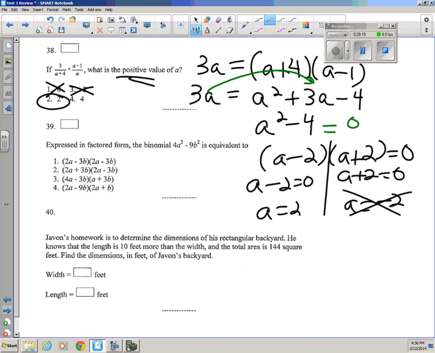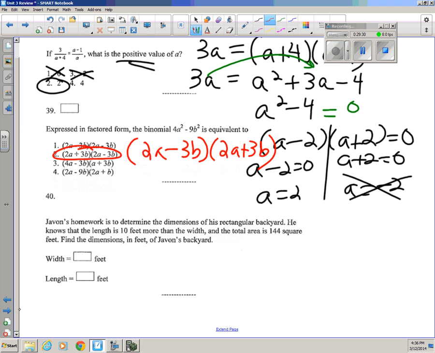Factored form. This is difference of squares: 2a minus 3b, 2a plus 3b. This looks like it's choice 2. Word problem. Love them.